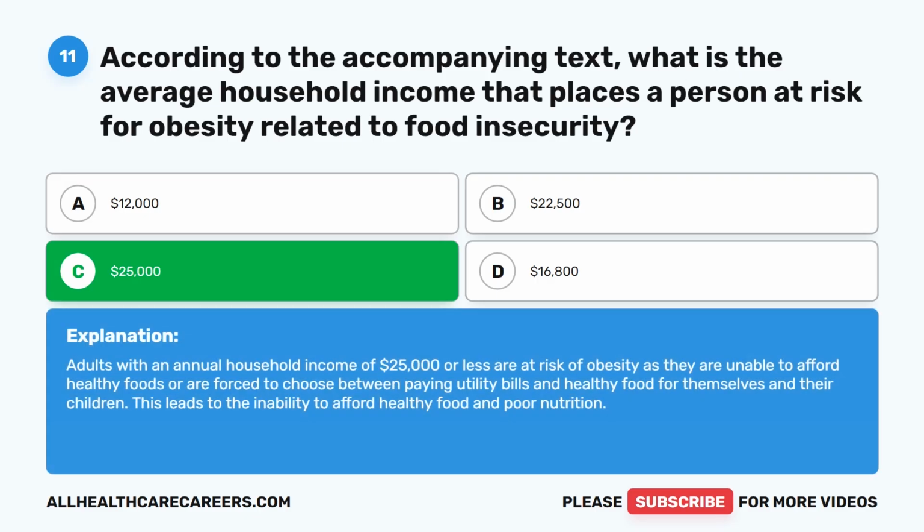$25,000. Adults with an annual household income of $25,000 or less are at risk of obesity as they are unable to afford healthy foods or are forced to choose between paying utility bills and healthy food for themselves and their children. This leads to the inability to afford healthy food and poor nutrition.